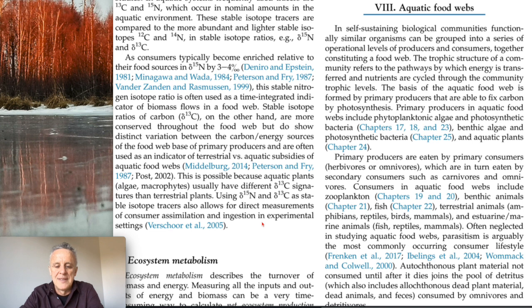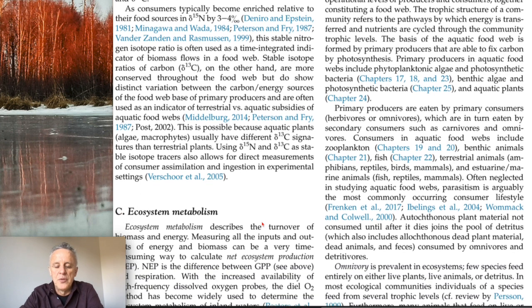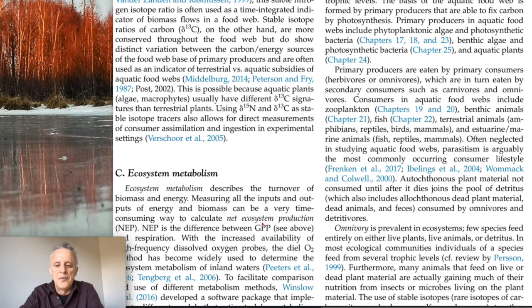fix carbon by photosynthesis. Primary producers in aquatic food webs include phytoplanktonic algae and photosynthetic bacteria, benthic algae and photosynthetic bacteria, and aquatic plants. Primary producers are eaten by primary consumers, herbivores or omnivores, which are in turn eaten by secondary consumers such as carnivores and omnivores. Consumers in aquatic food webs include zooplankton, benthic animals, fish, terrestrial animals, and estuarine and marine animals.